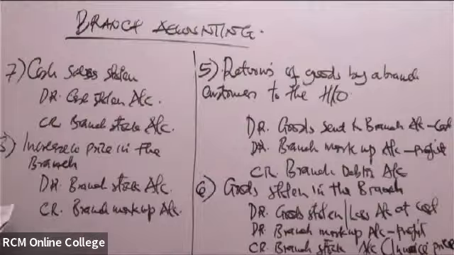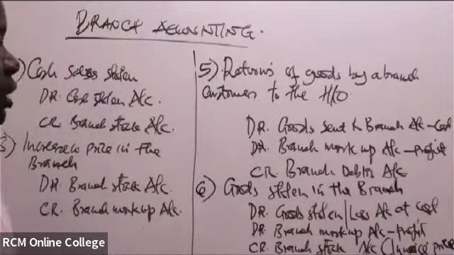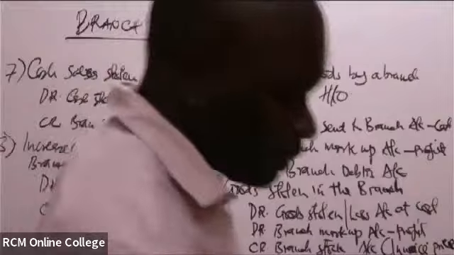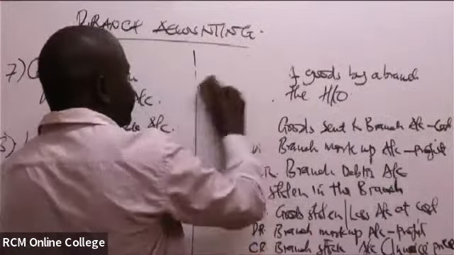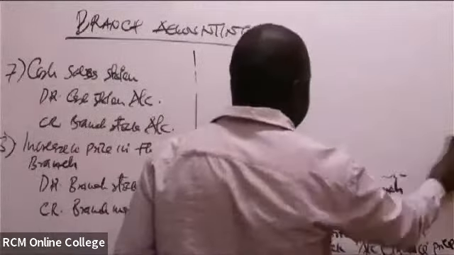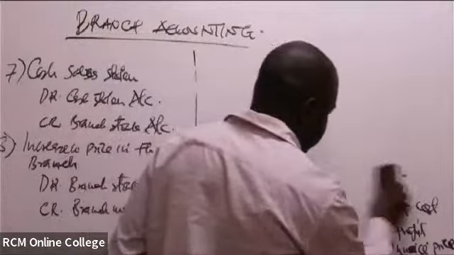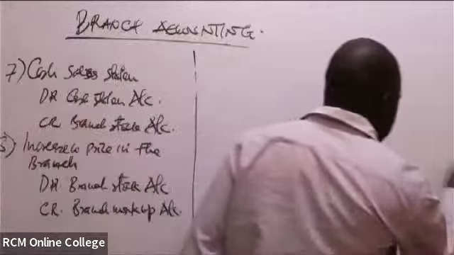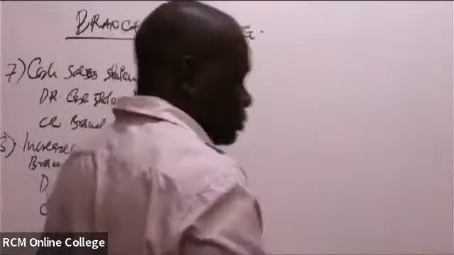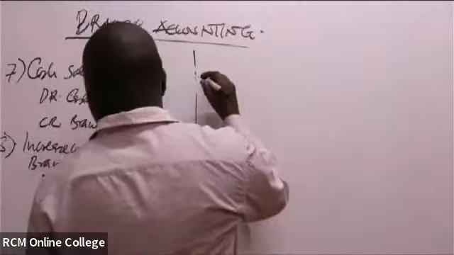Then the very last one. Sometimes there can be a transfer of goods from one branch to another, like from Joska branch to Nairobi CBD, Tom Mboya Street branch for Quickmart. So what will be the entries in such a case? Transfer of goods from one branch to the other.